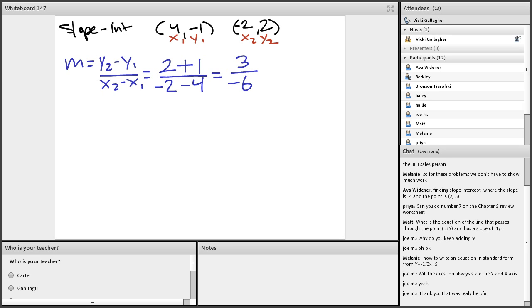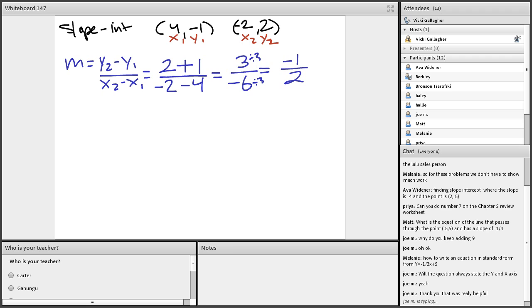Now, if your slope can simplify, you must simplify it. I can guarantee you that is true for every math teacher. They will always want you to simplify your fractions if possible. So I am going to simplify this. It turns into negative 1/2. If you want to keep the negative on the bottom with the 2, that's okay. I always like to write my negatives on top of my fractions. But 3 and 6 are both divisible by 3, right? So negative 1/2.